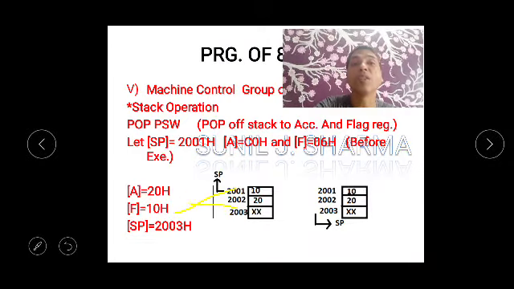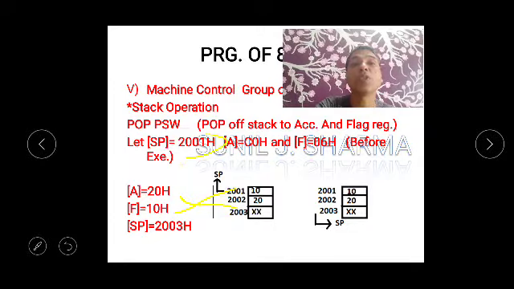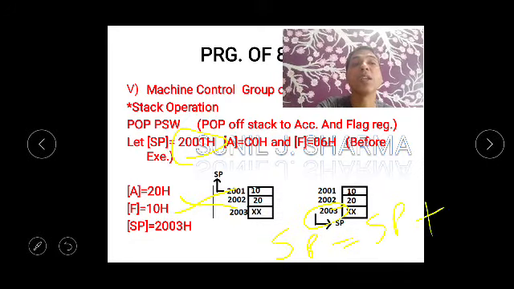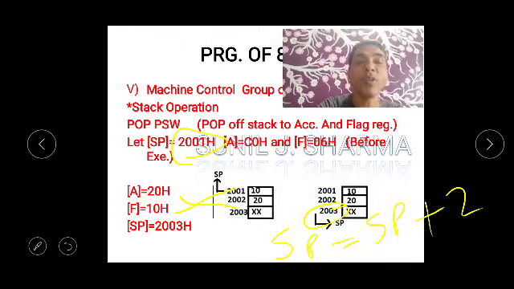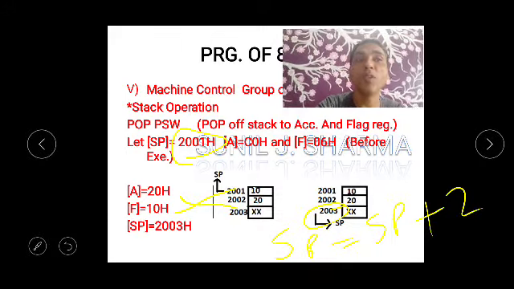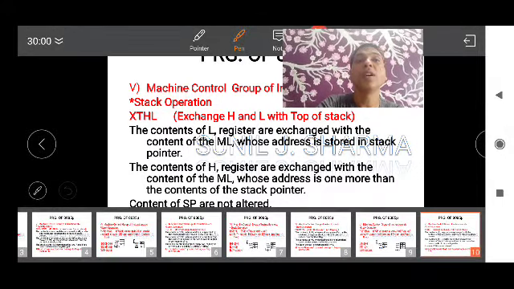Okay, this will go here, and initially stack pointer was at 2001, now the stack pointer is 2003. So stack pointer is incremented by 2. So I hope you got it. So stack pointer operations like push and pop are almost over. Now let's see what is there other than push and pop.